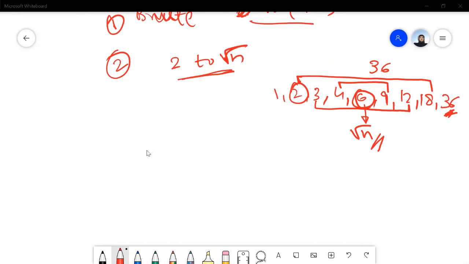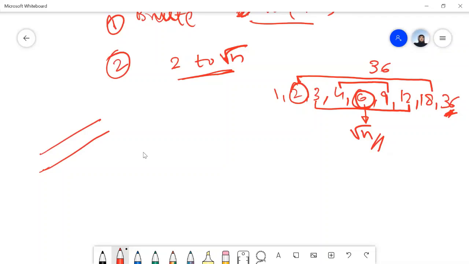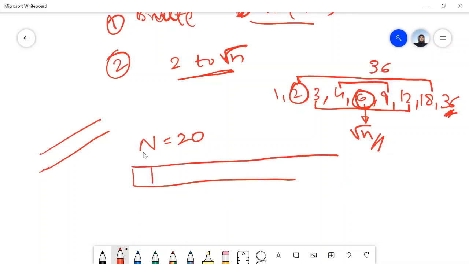The other optimization further is called the prime sieve method. Okay, from here the prime sieve method starts. Suppose n is 20, and we need to find out the prime numbers in this range. So I'll explain the algorithm. Right, 1, 2, 3.